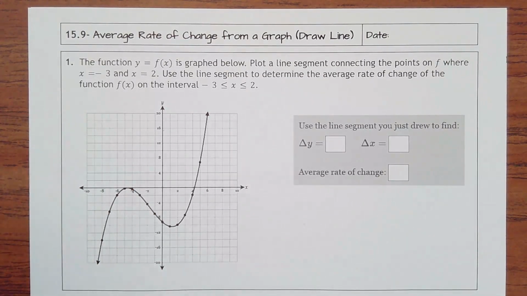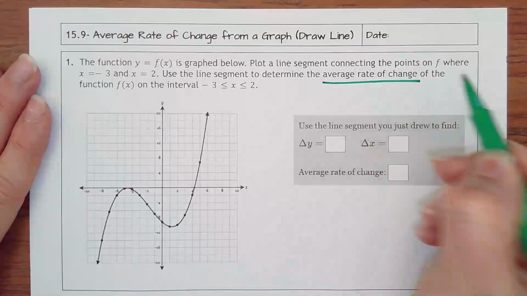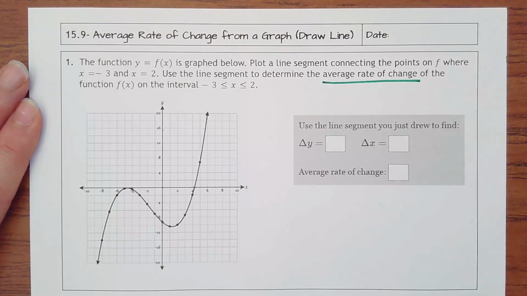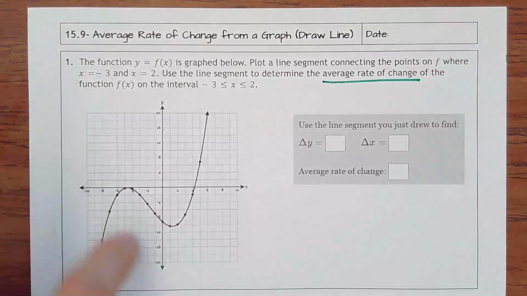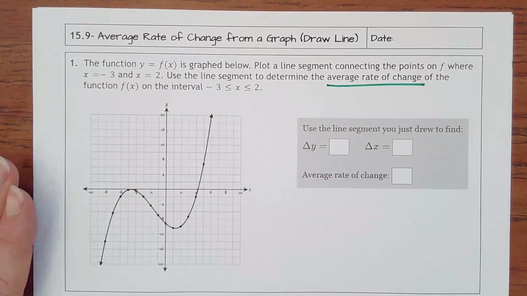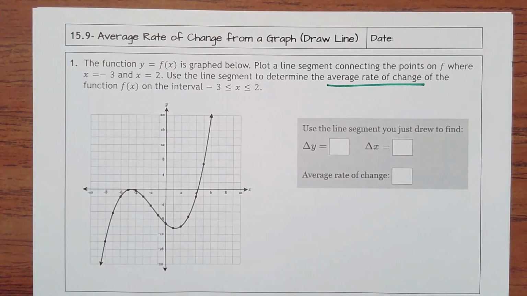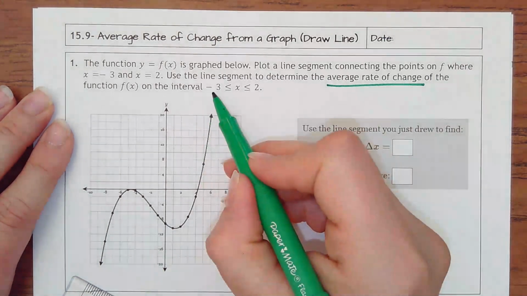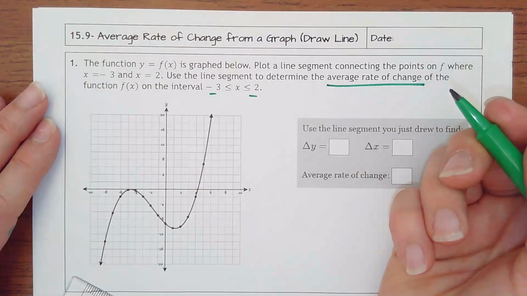Then we're going to use that line segment to determine the average rate of change of the function on the interval where x's are between -3 and 2. So taking something that's curved, and that's a big chunk of what calculus is, finding slopes or average rates of change of a curved function. And how they do that is by limiting it between two x values.